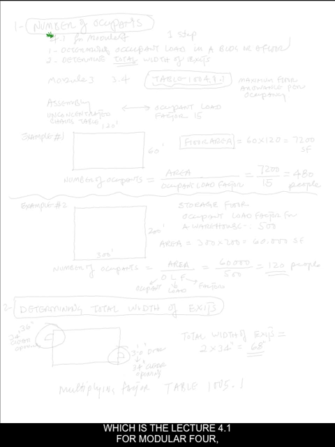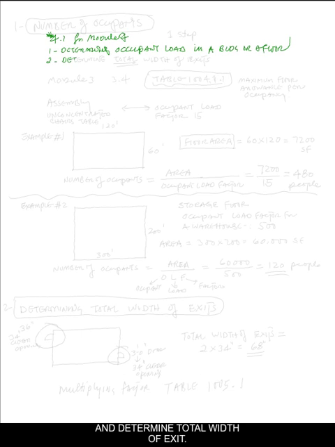In this lecture, which is lecture 4.1 for module 4, we are going to discuss determining occupant load in a building or a floor, and determine total width of exit. This is the first step in determining the safe exit of occupants from a building or a floor to a public place.